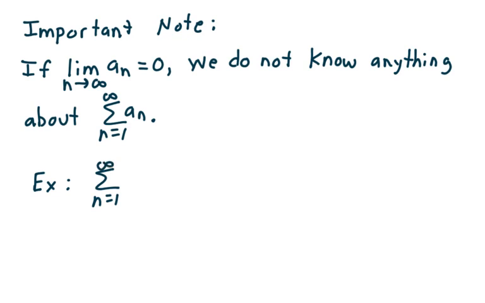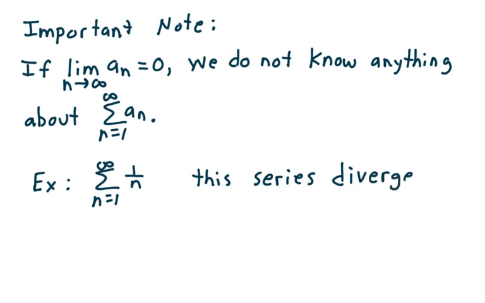If we look at the summation from n equal 1 to infinity of 1 over n, I claim this series diverges. We will learn why later. This is called the harmonic series. But the limit as n goes to infinity of 1 over n equals 0.